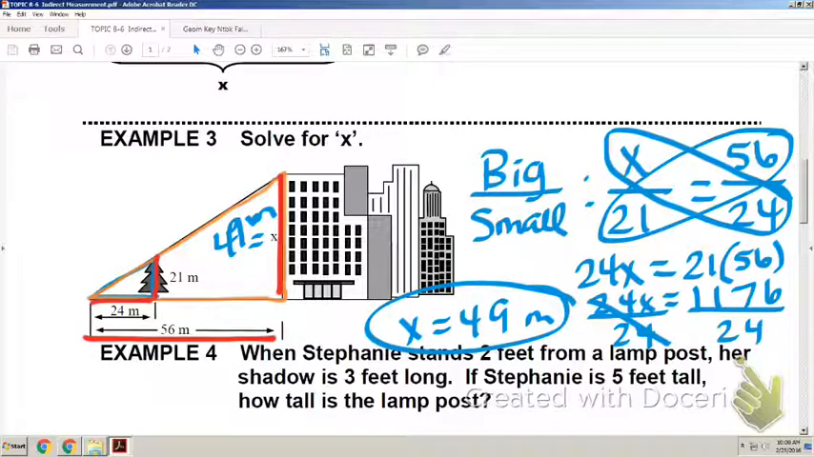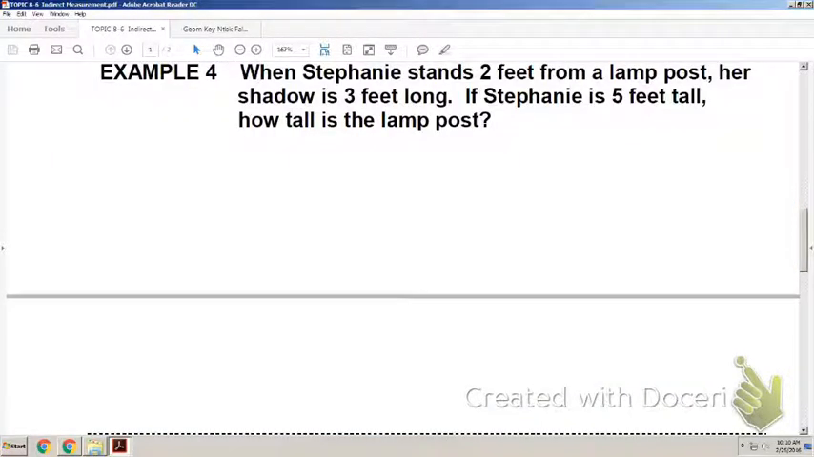Okay, on the last three, we had actual pictures. On these next three, 4, 5, and 6, there are going to be word problems. So I'm going to read the word problem and locate the important information to set up my proportion. And I'm going to draw a picture, because if you're a visual learner, a picture will help you set up your proportion.